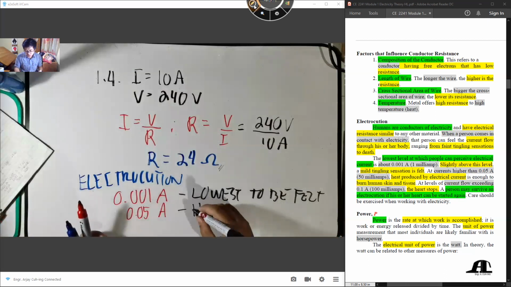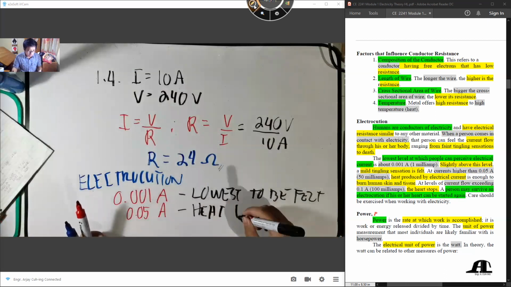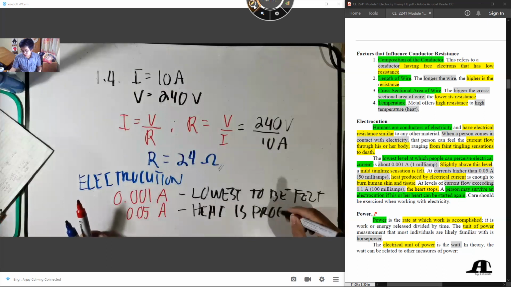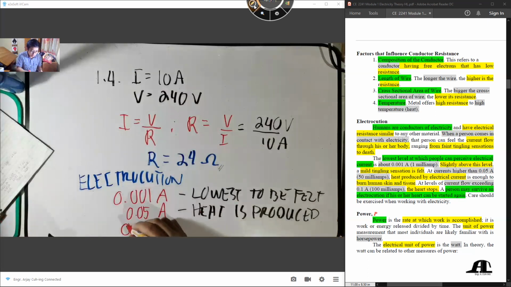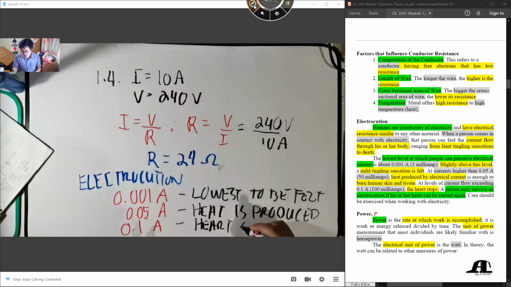Dito na yung heat. So heat is produced. So dito na natin class mararamdaman. Pag nawakan natin yung 0.05 ampere class, medyo mainit na siya, mabuburn na yung skin natin. Okay? Tapos class, ang pinaka nakakatakot class, kapag 0.1 ampere na siya, the heart stops. Ito na class yung pwede ka nang mamatay. Okay? Yan yung summary natin class sa electrocution.